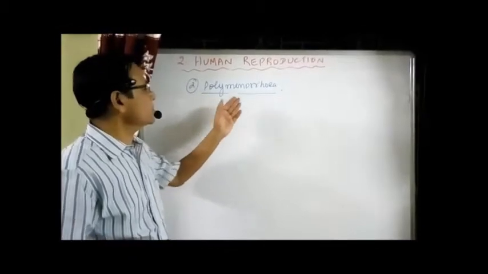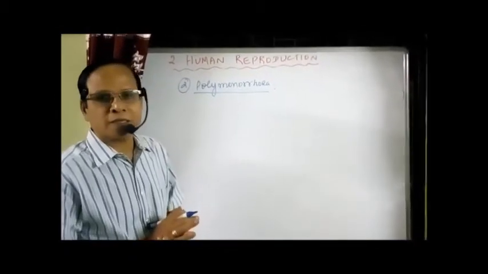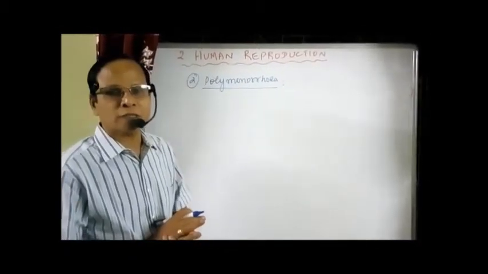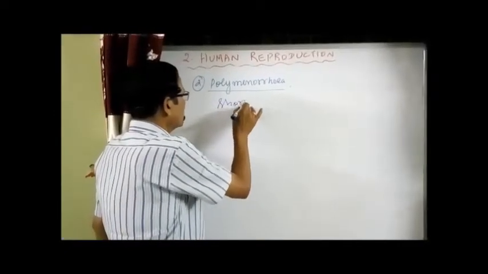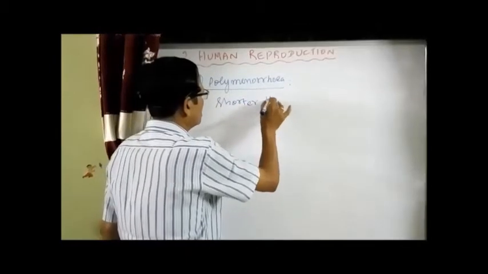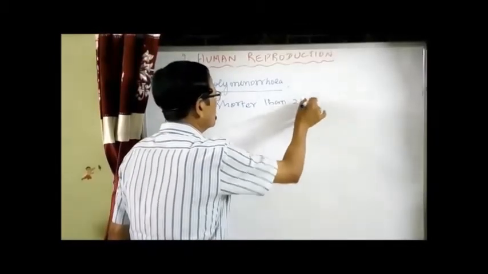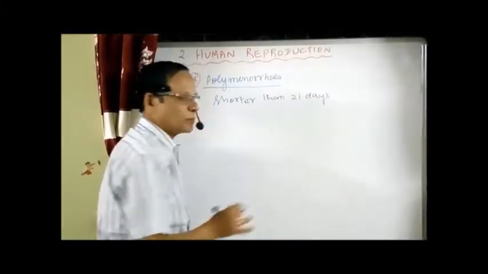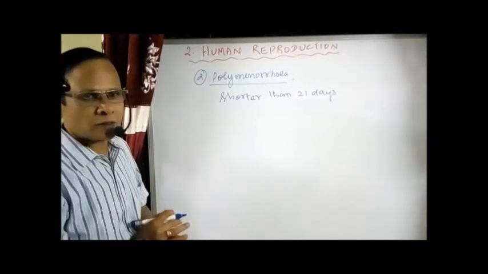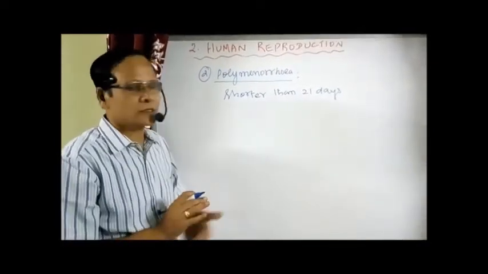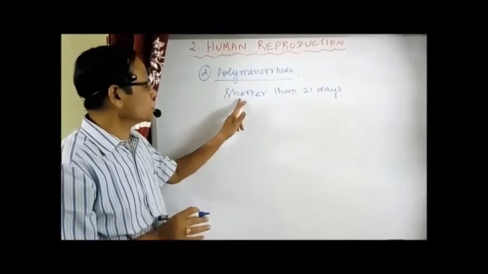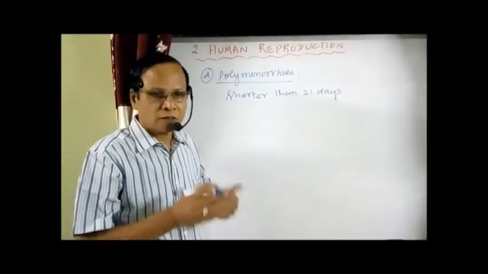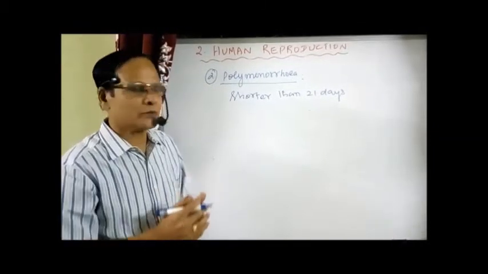Now what is polymenorrhea? It is a condition in which the menstrual cycle is shorter than 21 days. The normal menstrual cycle is about 28 to 29 days, but in polymenorrhea it is shorter than 21 days, so it is not attaining the normal time.